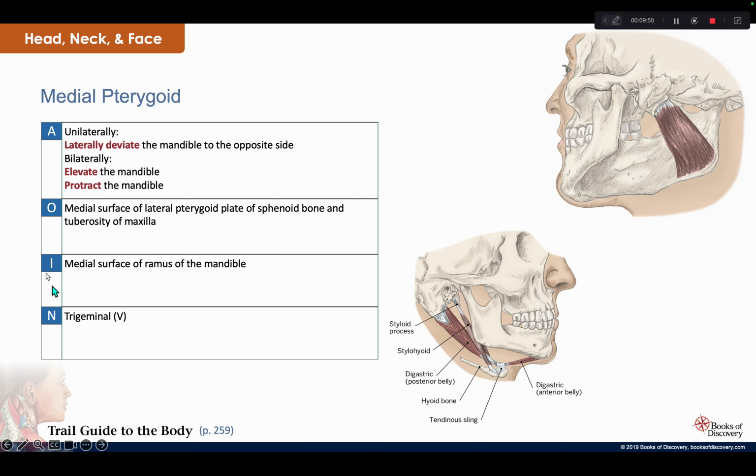So originates there and runs across and inserts on the medial surface of the ramus of the mandible. So here's that angle, but the ramus right along here. So deep in your skull, and then runs on the inside of that mandible and attaches on the ramus.